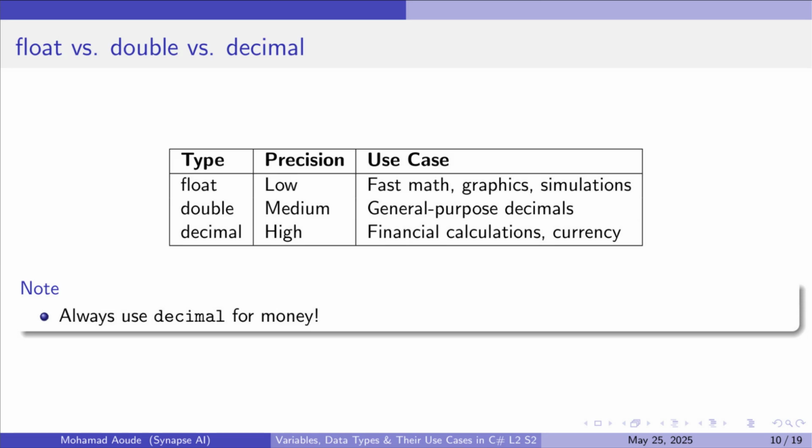C# also includes float for single precision, double for double precision, and decimal for high precision. Use float when you need speed and can tolerate lower accuracy, double for general decimal work, and decimal for precise financial or currency calculations. As a rule of thumb, always use decimal for money.